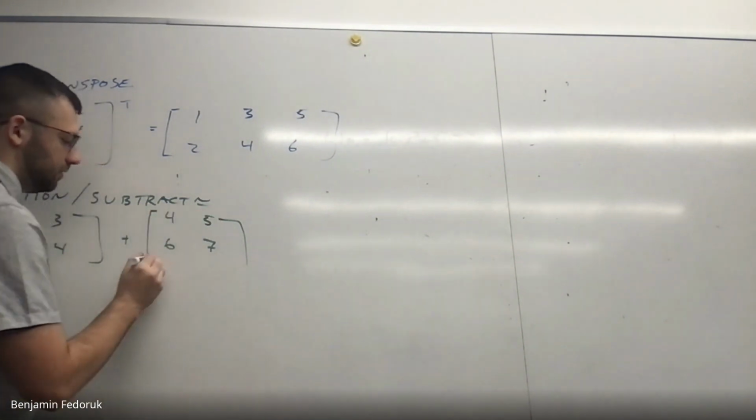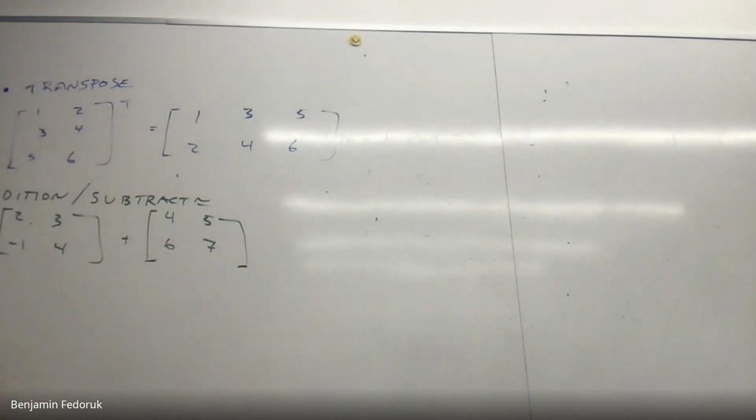What would I do if instead it was like this? I got rid of that last row. Now they're the same size. Can I add or subtract now? Yep. So let's add it. What's the result? How do I do it? I know this might seem easy, but I do it element-wise, right? 2 plus 4 is 6. 3 plus 5 is 8. 6 minus 1 is 5. 4 plus 7 is 11. That's it, right?